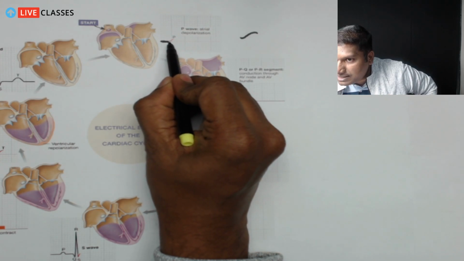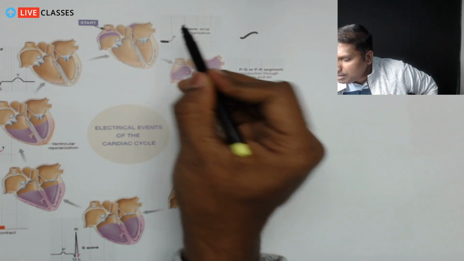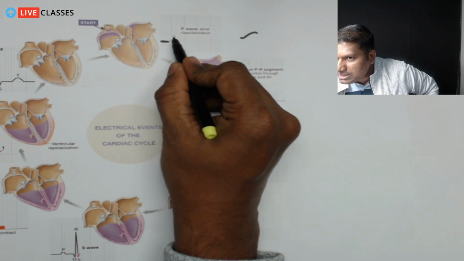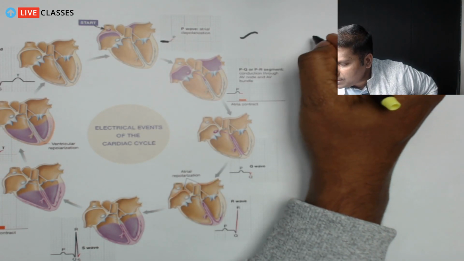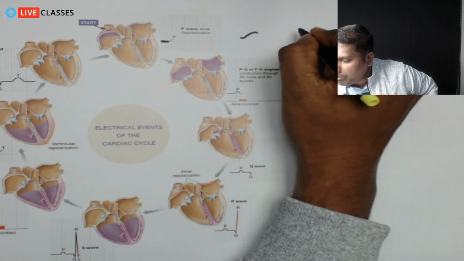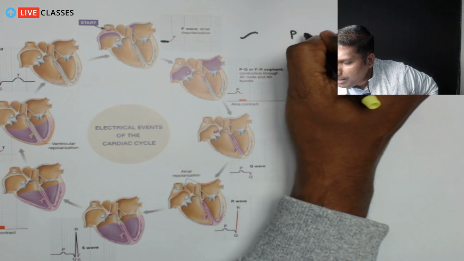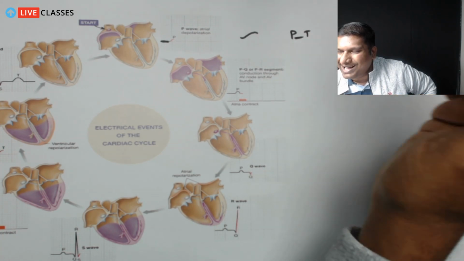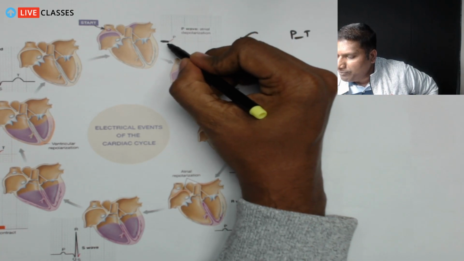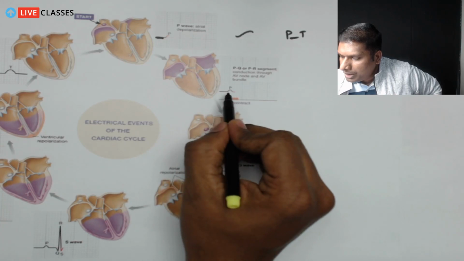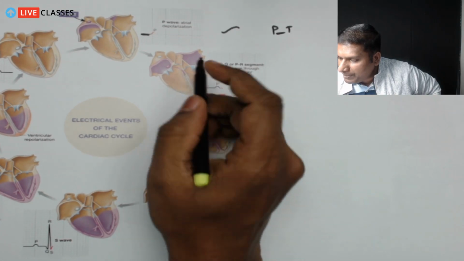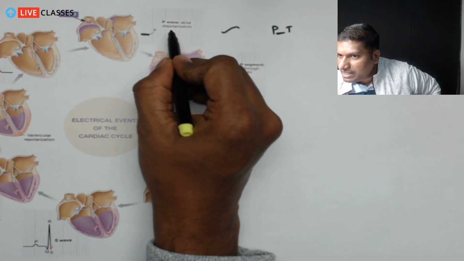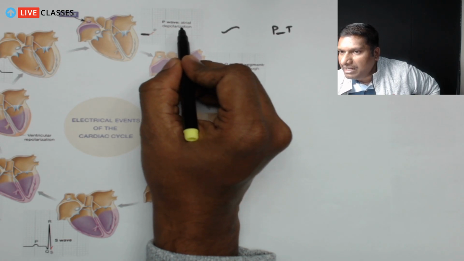I hope you can actually see this. That peak is your P. The electrocardiogram, the ECG, will start with P and end with T. You have all the letters in between: P, Q, R, S, T. So the first peak is your P. Now what is this P actually a representation of? The P is a representation of atrial depolarization.